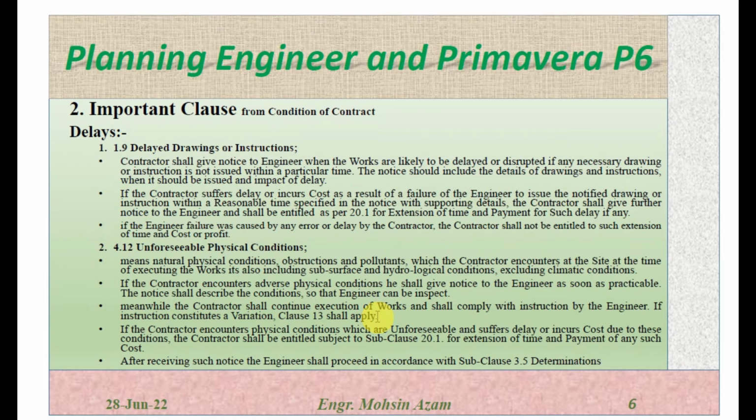But if this unforeseen physical condition constitutes a variation, like if the contractor is deviating from the original scope of work, he will be entitled as per clause 13. Clause 13 we will discuss later on. This is variation actually. Variations we will discuss in the upcoming slide.